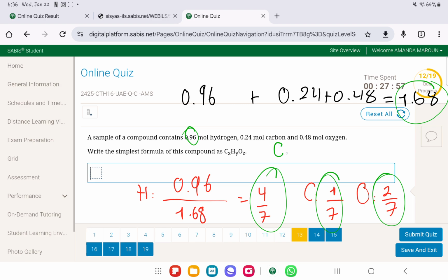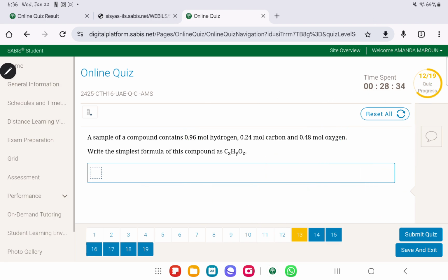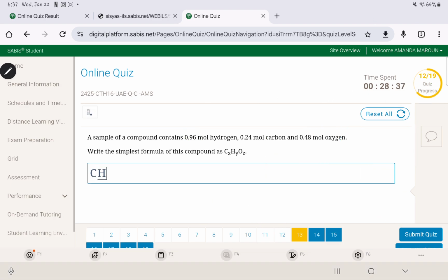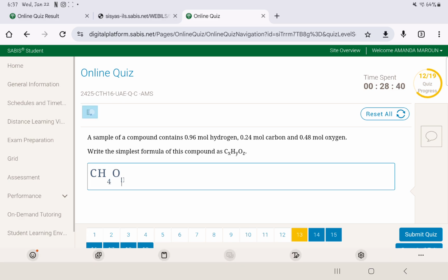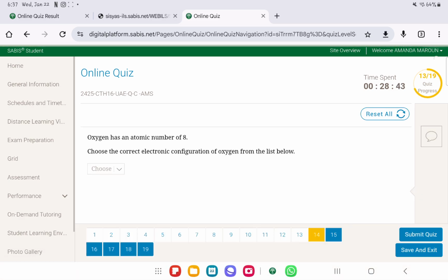Now what we are going to do, we have C, which is 1/7, H, 4/7, and then O 2/7. Since all of them are over 7, we can just multiply it by 7, okay? And we are gonna get what? CH4O2. So very simply, the simplest formula is CH4O2.